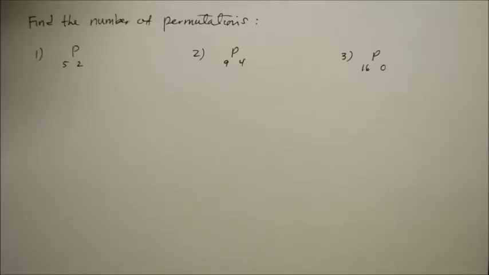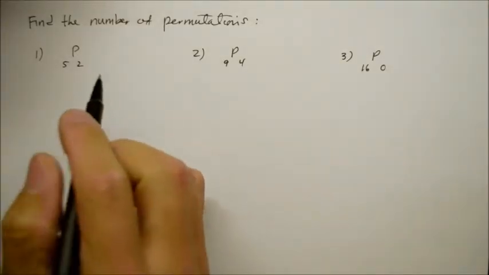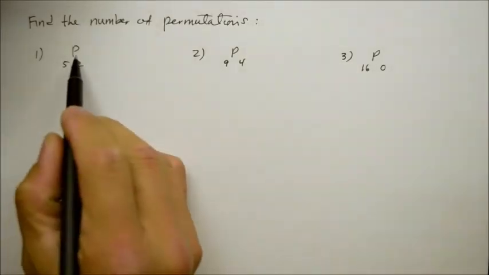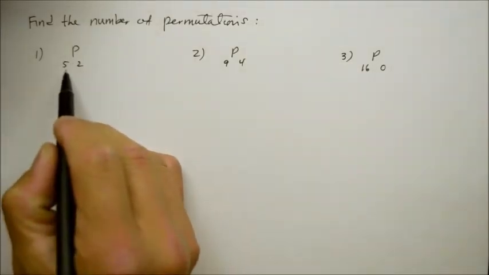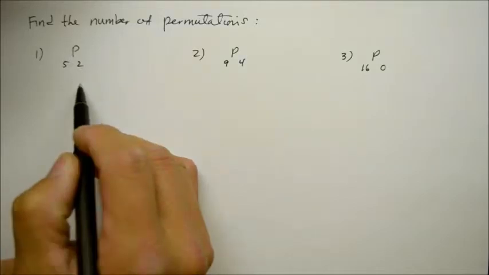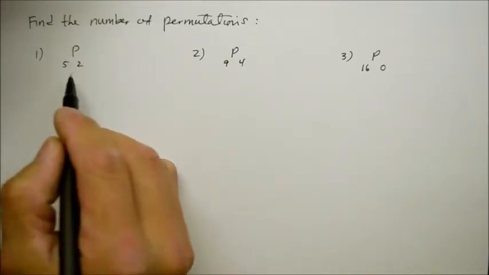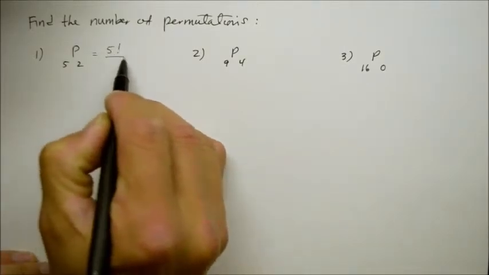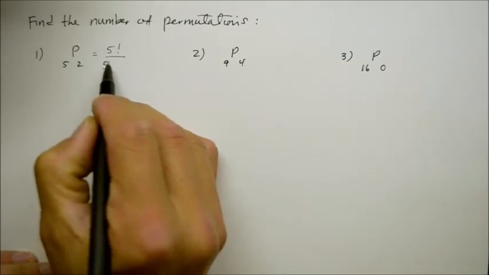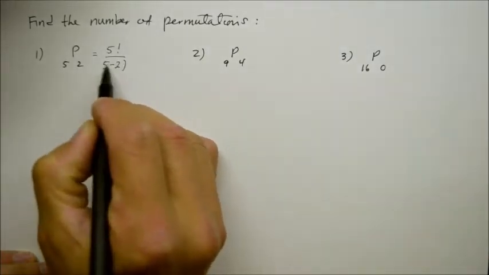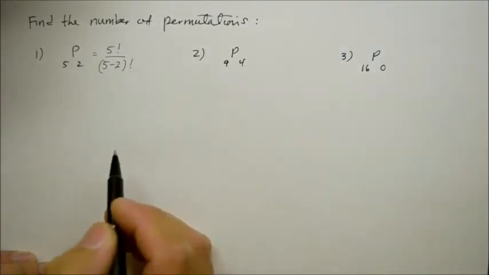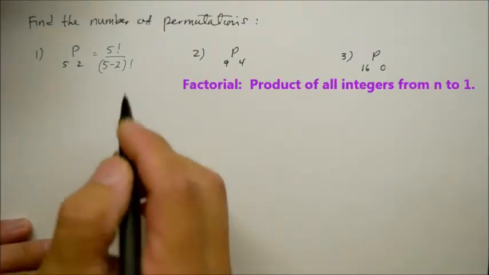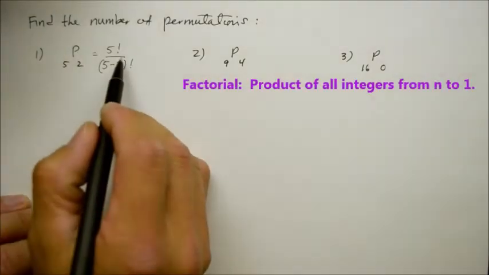So then we come up to the permutation symbols. In this case, here we have a number of permutations of 5 objects taken 2 at a time. And the way it's set up is 5 factorial over 5 minus 2 factorial. And you'd say, what's a factorial?